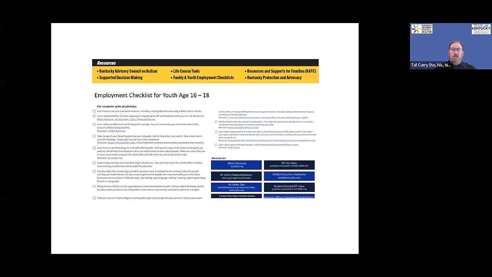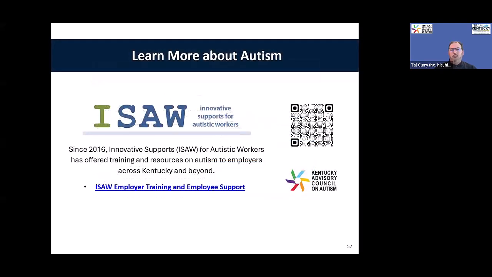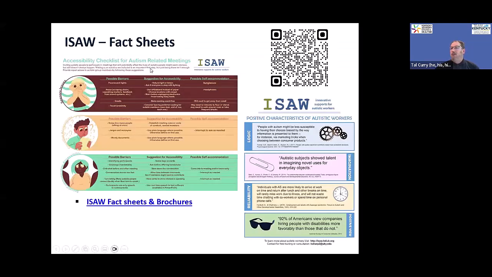It's a great resource to have on hand to share with families. Another resource that isn't on the sheet directly, but I mentioned earlier, is from the Innovative Supports for Autistic Workers. If you were to open this QR code or this link, it would take you to a little bit more information about ISAW, but in particular, you would be able to get to these fact sheets.